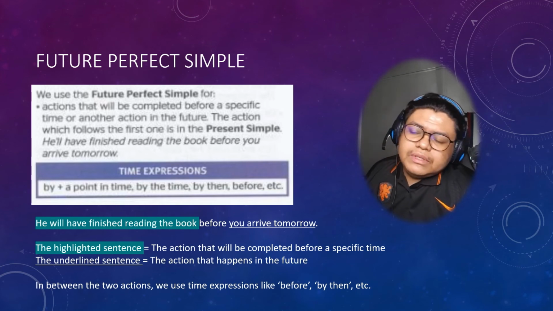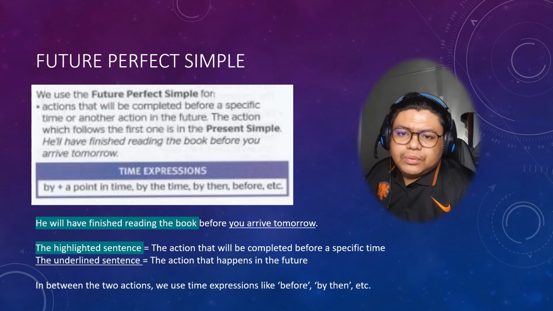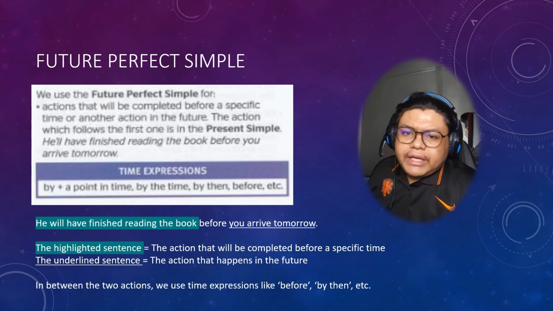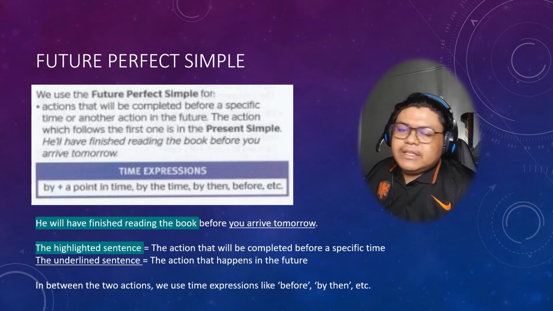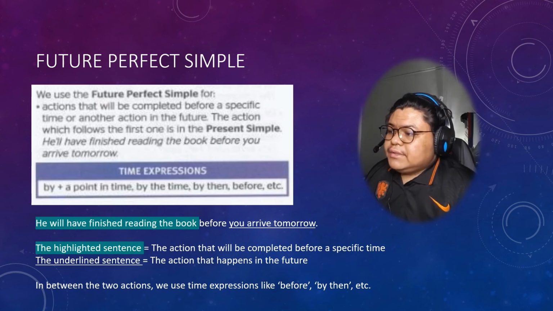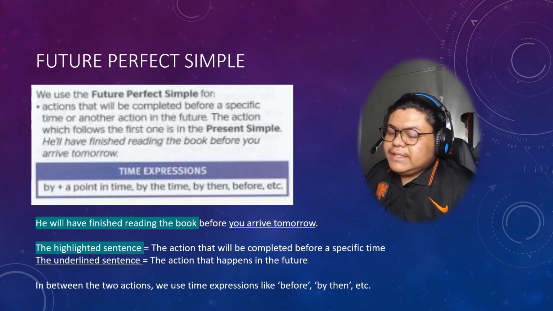So when do we use future perfect simple? Okay, so we use it for actions that will be completed before a specific time or another action in the future. So maksudnya kat sini ada dua action. Okay, ada dua action yang berlaku. Okay, satu action ni berlaku terlebih dahulu dan satu action lain berlaku kemudian. And then action yang first tu stop lah bila action yang kedua tu berlaku contohnya. Okay, so the action which follows the first one is in the present simple. Okay, so macam mana saya nak explain. Okay, macam mana kita nak tulis ayat dia ni.